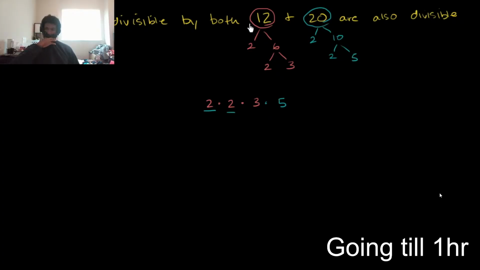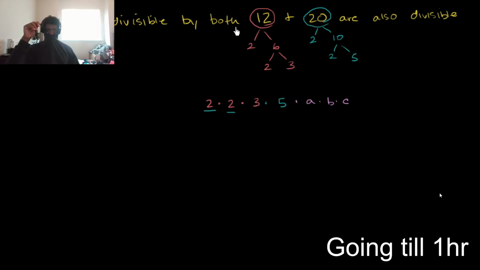Now, this isn't the only number that's divisible by both 12 and 20. You could multiply this number right here by a whole bunch of other factors. I could call them A, B, and C. But this is kind of the smallest number that's divisible by 12 and 20. Any larger number will also be divisible by the same things as this smaller number. Now, with that said, let's answer the questions.